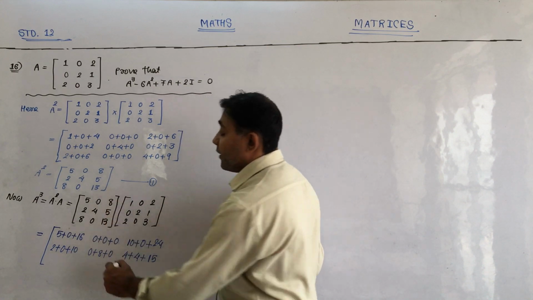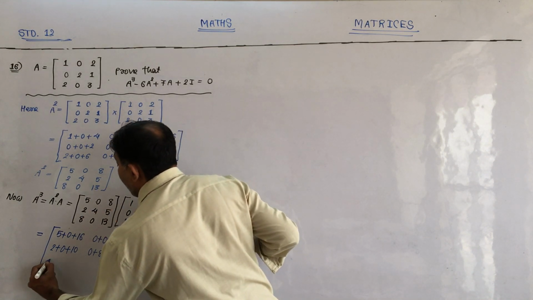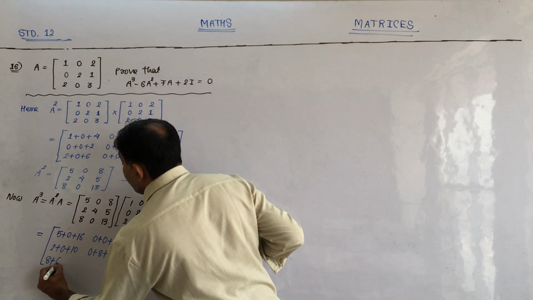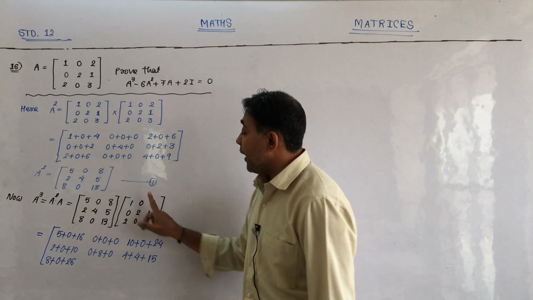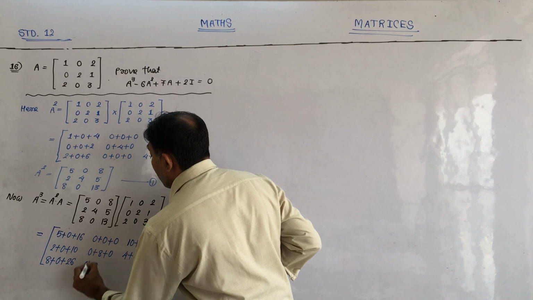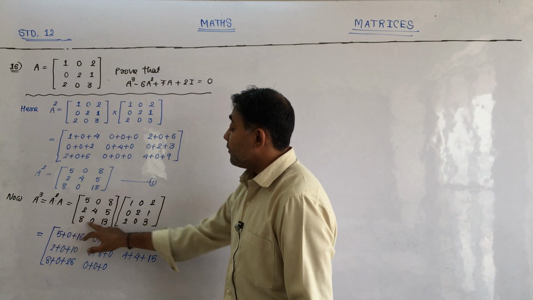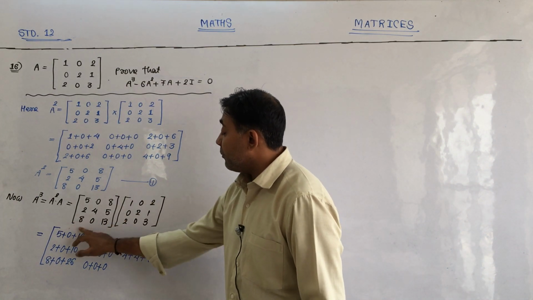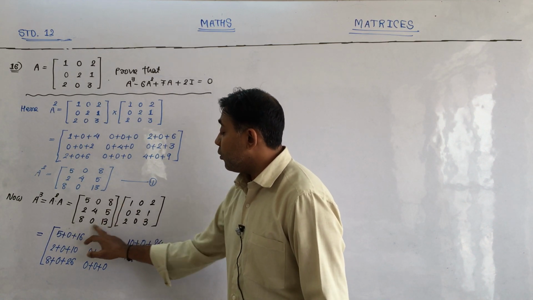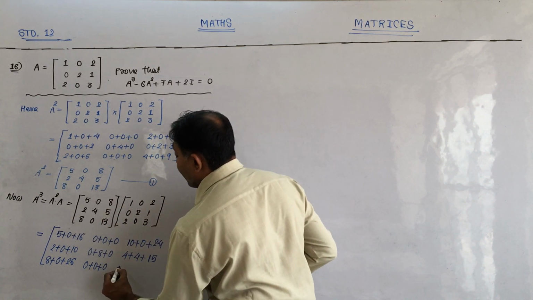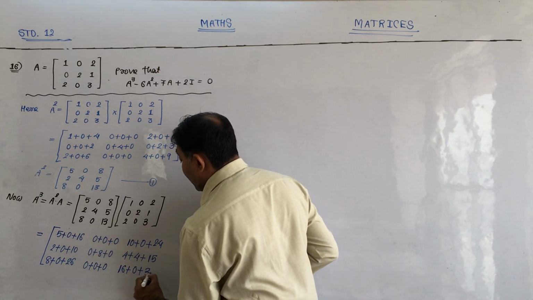Now third row, first column. This is a simple process, like singing a song. 8 1s are 8 plus 0 and plus 13 2s are 26. Now third row, second column, 8 0s are 0, 0 into 2 is 0 plus 13 into 0 once again is 0. Similarly third column, 8 2s are 16 plus 0 1s are 0 plus 13 3s are 39.